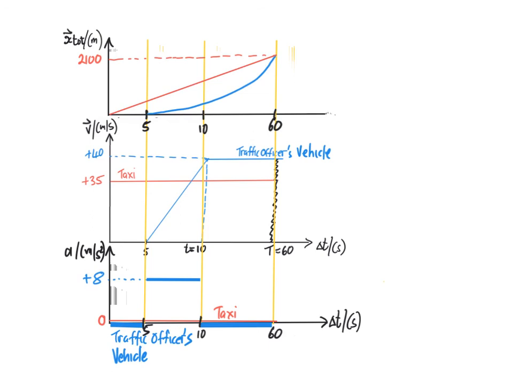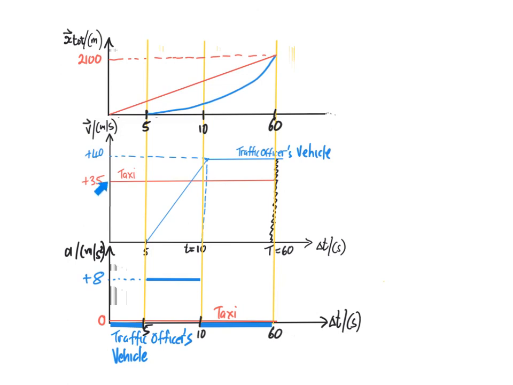We're looking at the taxi's motion and the vehicle of the traffic officer, not the traffic officer's motion in the first 5 seconds. So if we look at the vehicle of the traffic officer, we see that initially it's stationary, so there is no acceleration. Then he accelerates from 5 seconds to 10 seconds at 8 meters per second squared. And then when he maintains his constant velocity of 40 meters per second, there's no change in velocity, so the acceleration is 0. So we have a step graph. That's fine.